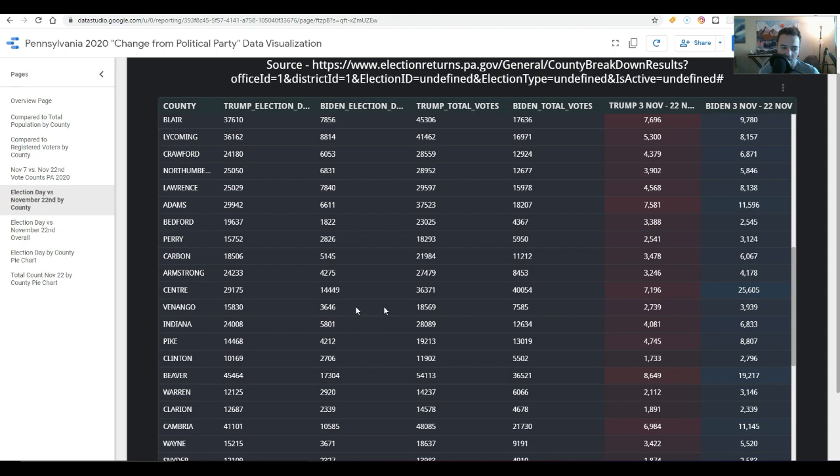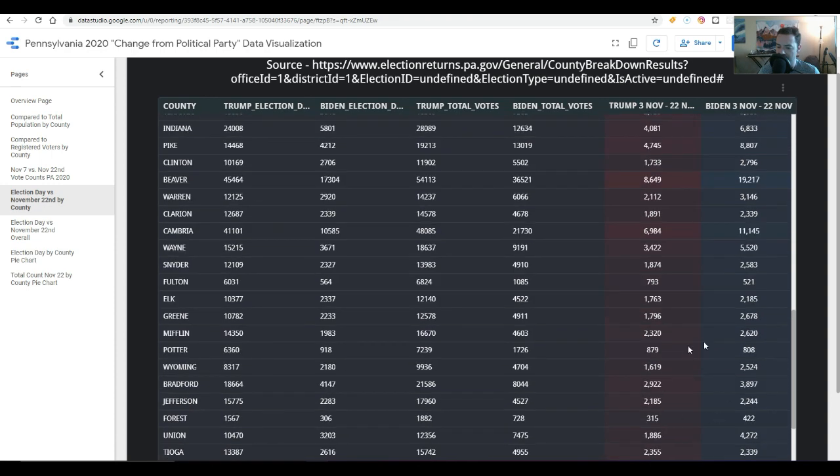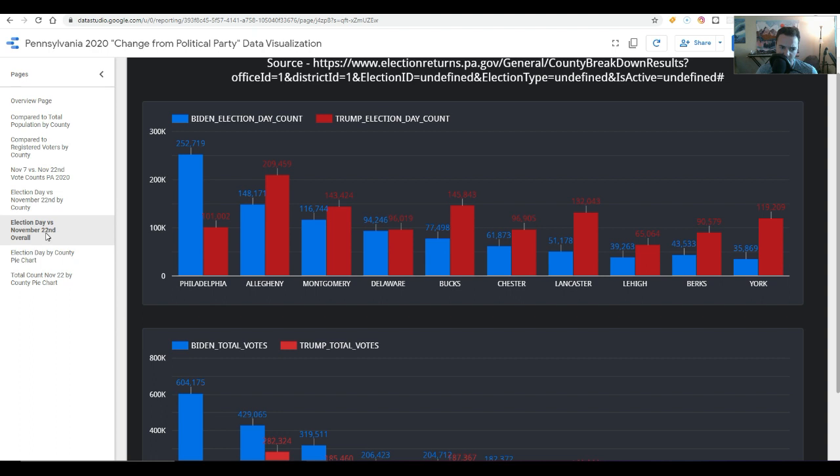Like right here in Venango County, it's almost the same. So definitely something to look at right here. Pretty interesting. Let's move on to the next one, though.